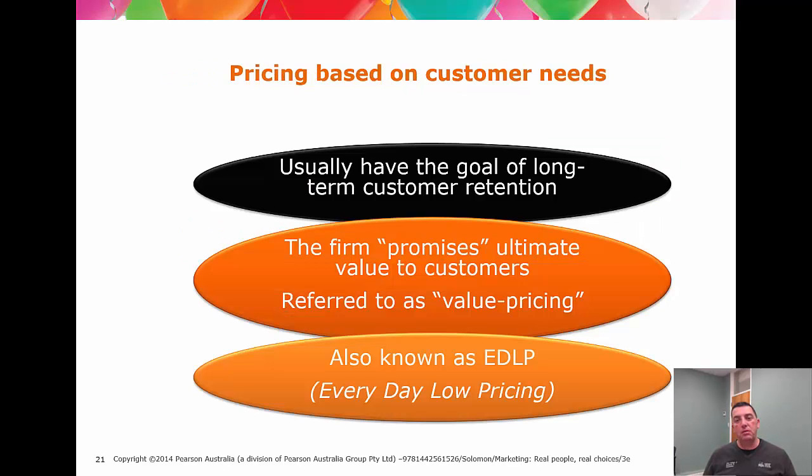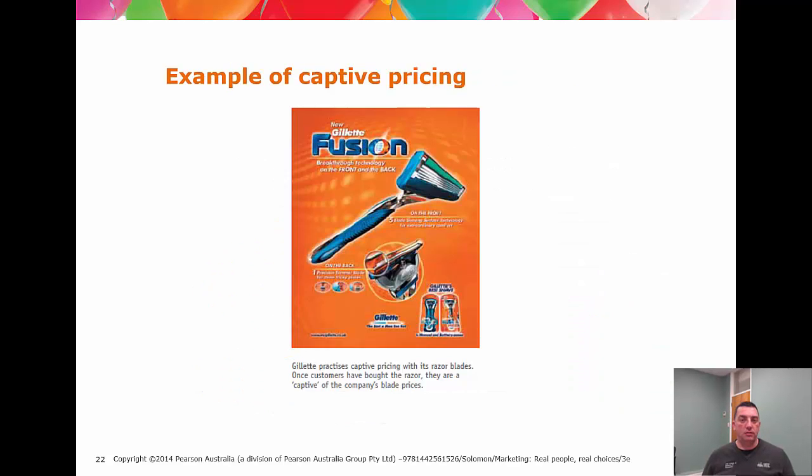So finally, pricing based on consumer needs. So what we have here is usually the goal of long-term customer retention. We promise ultimate value to customers, so this is known as value pricing. So what we're trying to do here is have the consumer attach a value in their mind to the product, and then they pay a price which matches up with that value proposition in their head. So you can see how closely linked this is to positioning theory we talked about a few weeks ago in segmentation. So have a look at this, match it up. Some of the signs of this being used is EDLP, everyday low pricing, where they're doing value-based pricing.